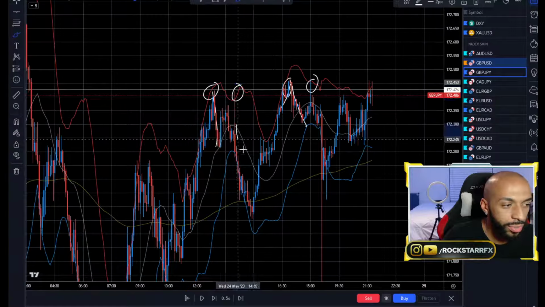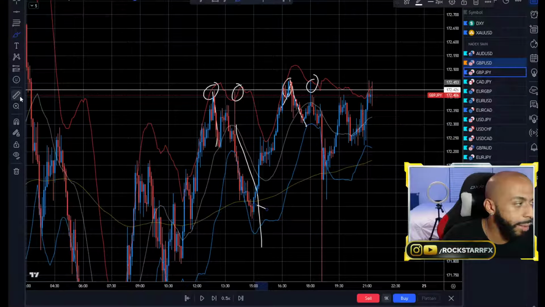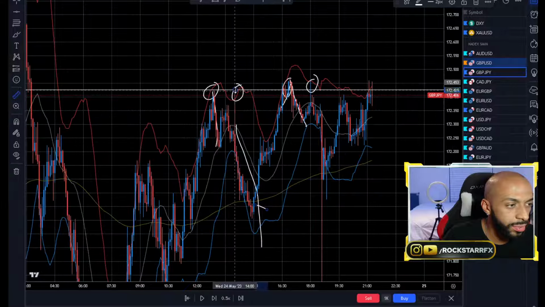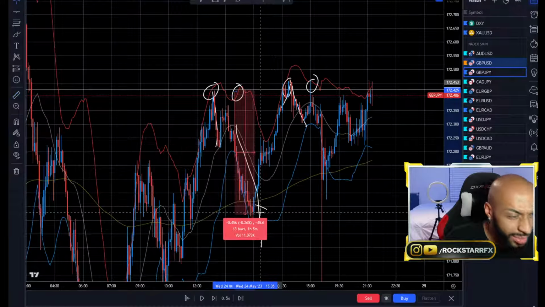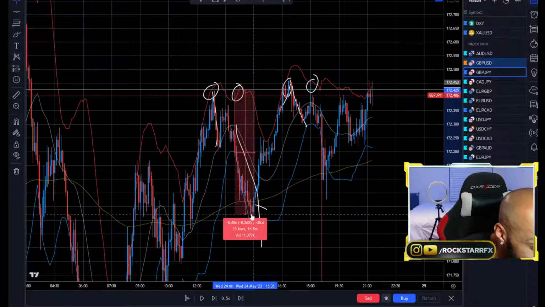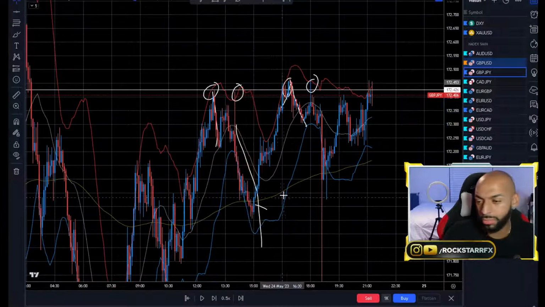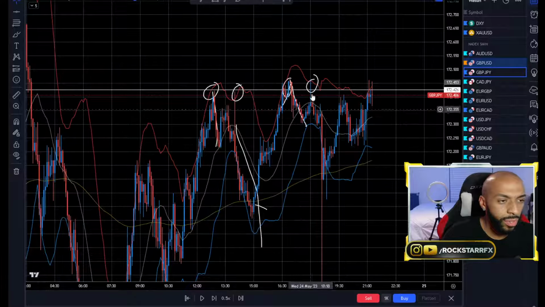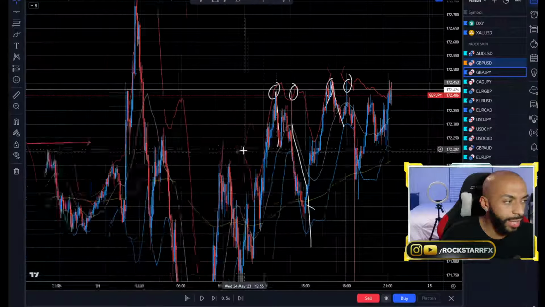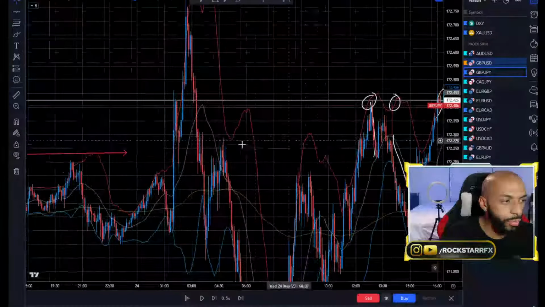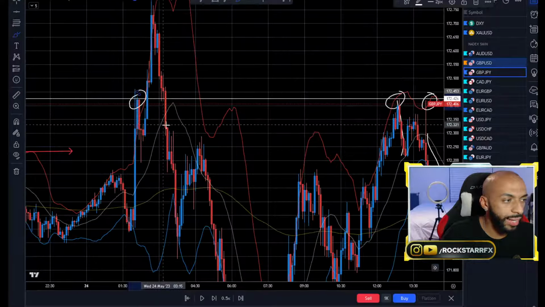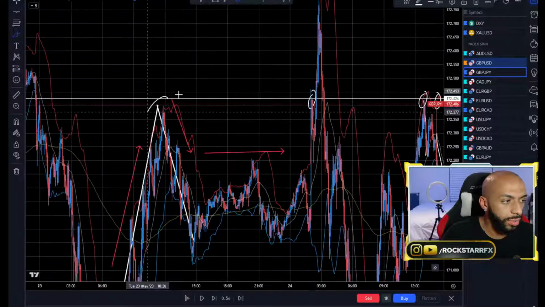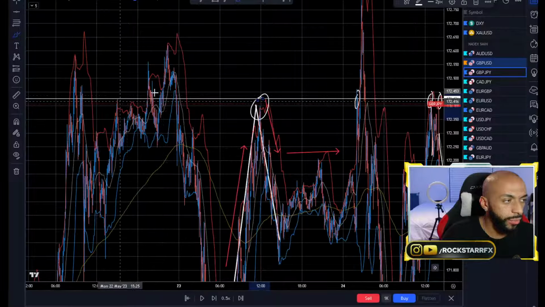And then what did it do? Drop. How many pips? 45 pips. 45 pips in just about an hour. Multiple reaction points. We can keep going back. Right? We can keep going back. Reactions. Okay? We keep going back.